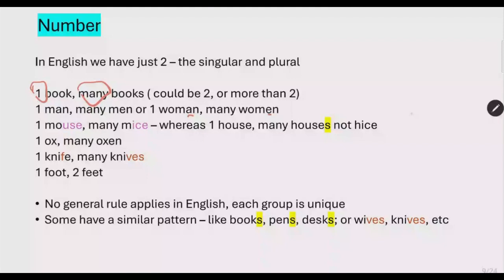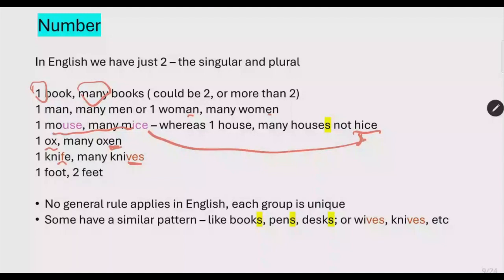So even in English, there are unique features of plural forms. That's what I'm trying to show in this example. Also, one ox gives you oxen. Right? So it's also different from all the above. Knife gives you knives, and foot gives you feet.